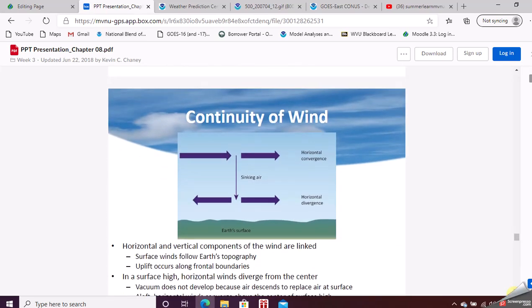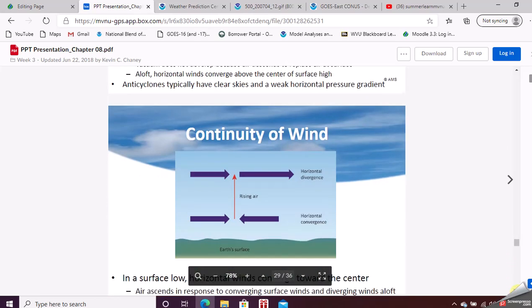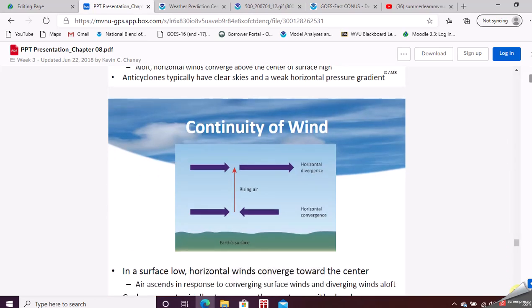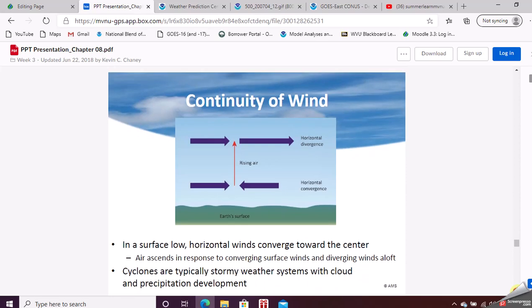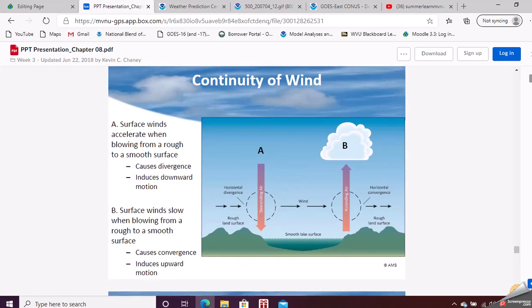And here's the continuity of the winds. If you have horizontal convergence aloft, you'll probably have sinking air, and you'll probably have horizontal divergence at the surface, like I was just showing you. The winds are always going to work together. If you have convergence at the surface, you probably have divergence aloft. And that's how you get the cyclones that we're going to talk about.